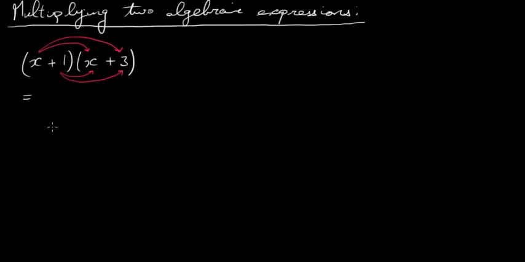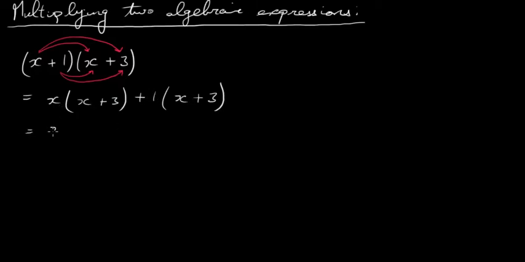So I'm going to do that in this line here. I'm going to take the x, and multiply it by x plus 3. Then I'm going to take the plus 1, and also multiply it by the x plus 3. So I haven't actually done the multiplication yet. All I've done is written out what I'm going to do. I'm going to multiply this x by the second bracket, and this plus 1 by the second bracket. So let's do it now.